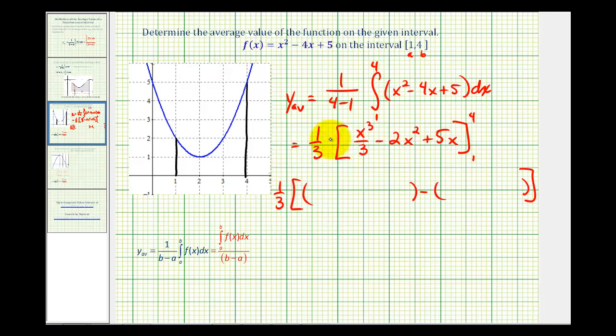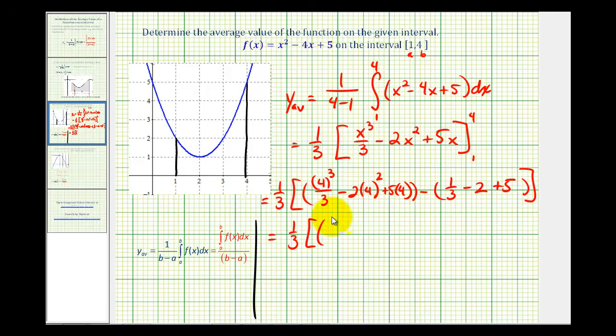Now we'll replace x with 4, so we'll have 4 to the third divided by 3 minus 2 times 4 squared plus 5 times 4. And here we'll have 1/3 minus 2 plus 5. Let's take this one more step. We'll have 1/3 times, so we'll have 64 thirds. This will be minus 16 times 2, that's 32, plus 20. We'll go ahead and leave this the same, and then we'll go to the calculator.